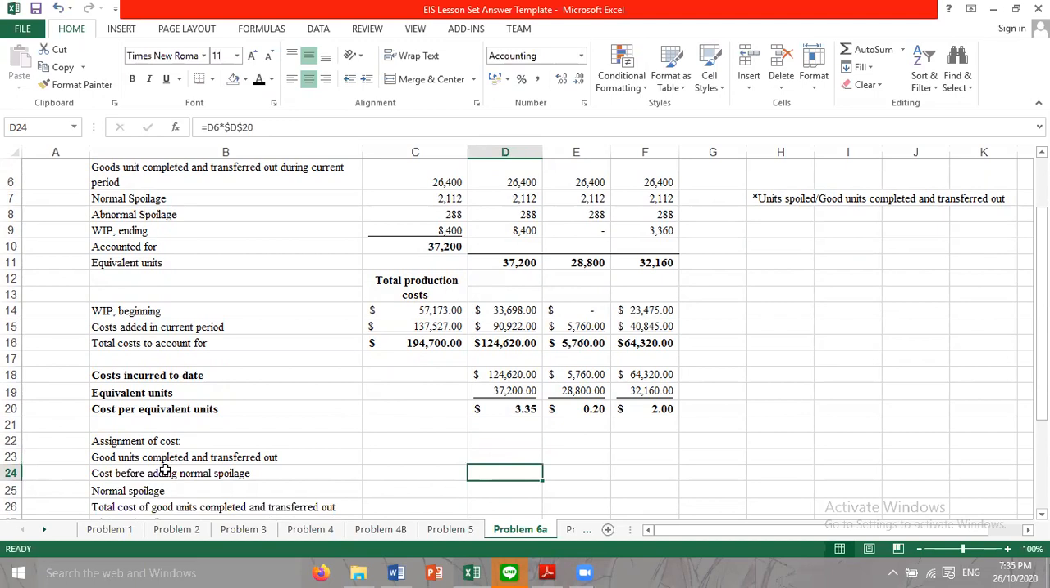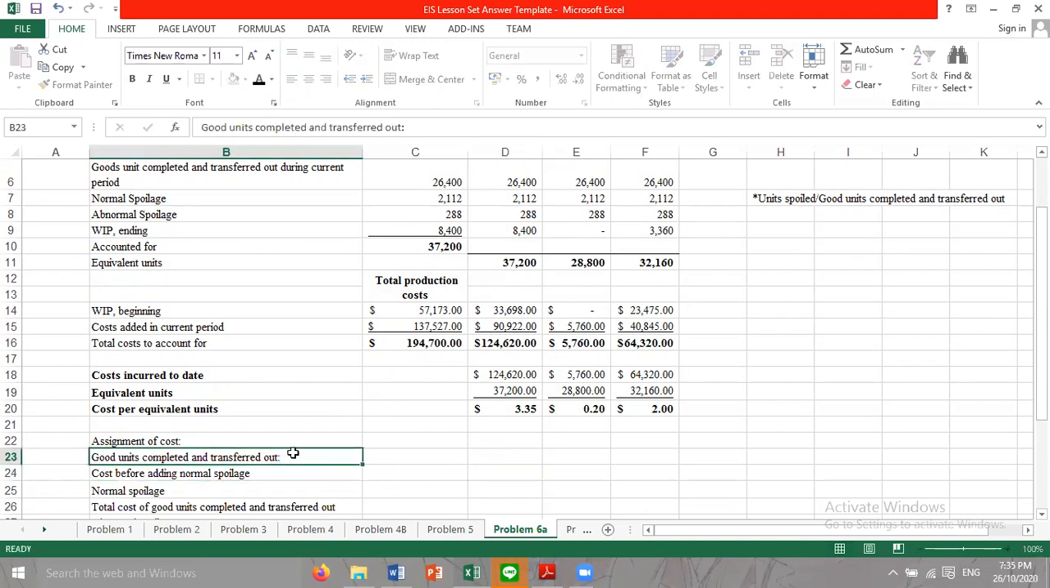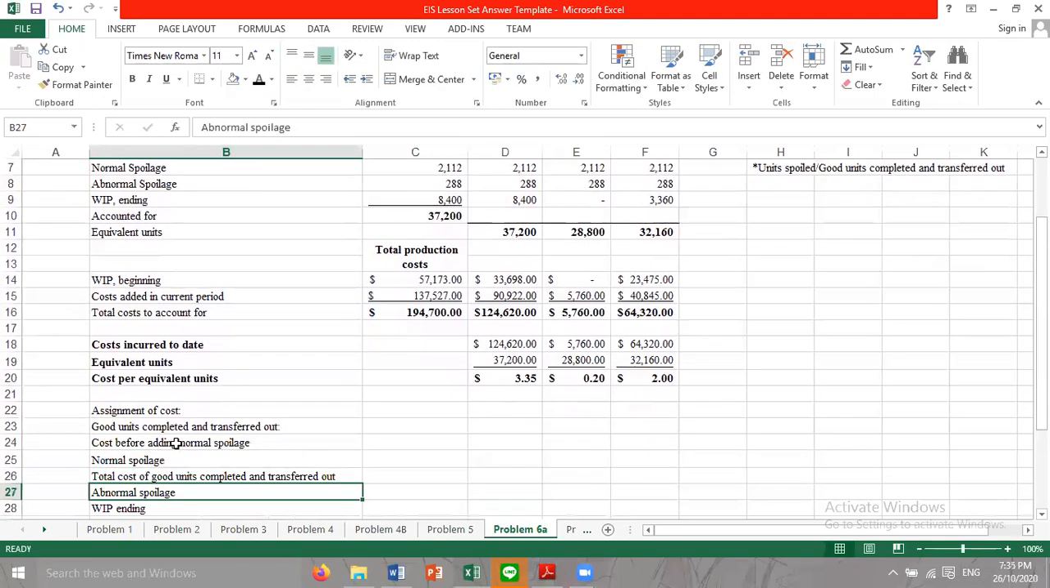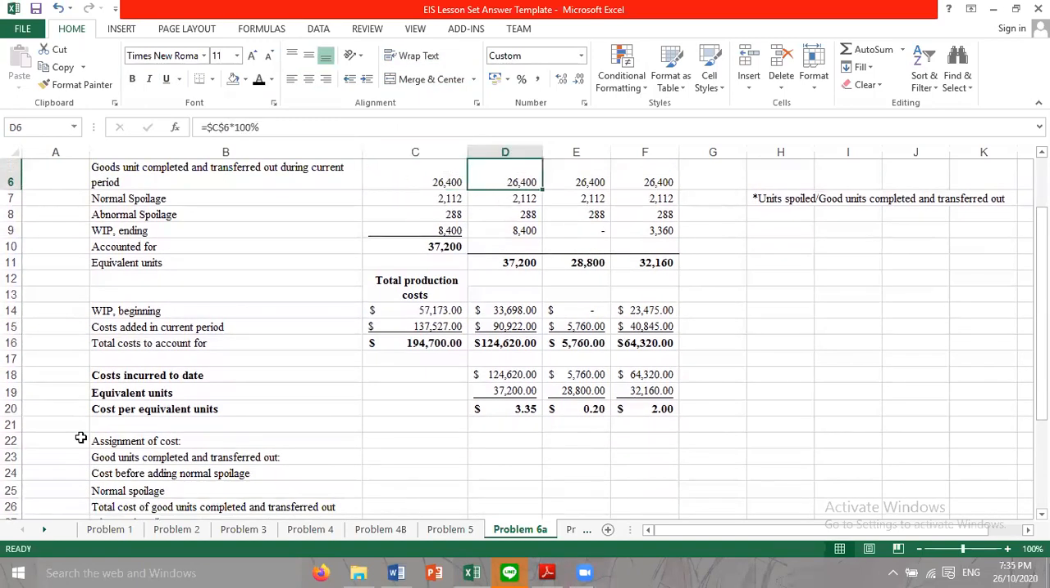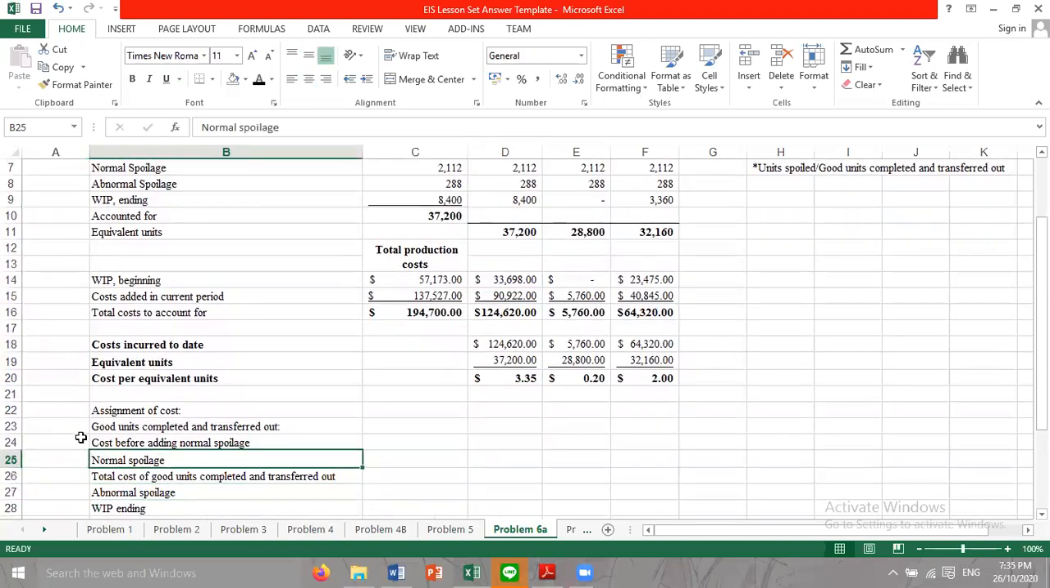Sorry, I forgot. Since there's normal spoilage and abnormal spoilage, we differentiate the goods units completed and transferred out into two different sections, which is the cost before adding normal spoilage. In this case, we'll use goods units transferred out during the current period, and the normal spoilage itself. Since normal spoilage is added to the cost of goods manufactured, both of them will create the total cost of goods units completed and transferred out.